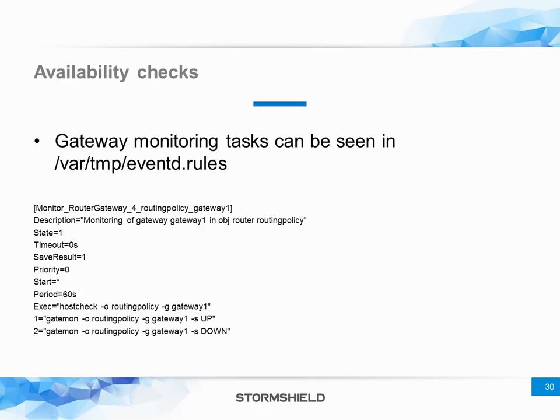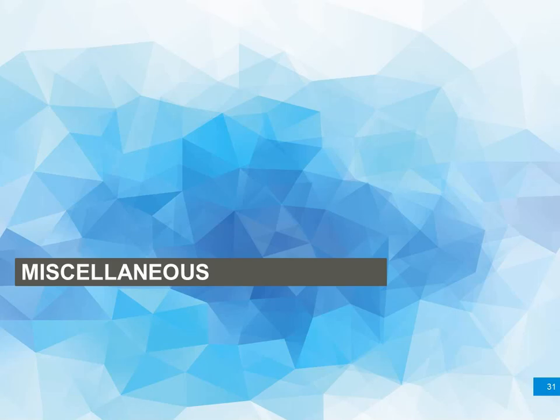Finally, if you want to get more information about scheduled tasks here, for example, host check executions, you can consult them in the var tmp eventdem.rules file, which will contain, for example, all your host check executions. You can see an example on the screen here, where I have a host check execution planned every 60 seconds. That's it for router objects. Let's now see some other features introduced in version 2 regarding routing.